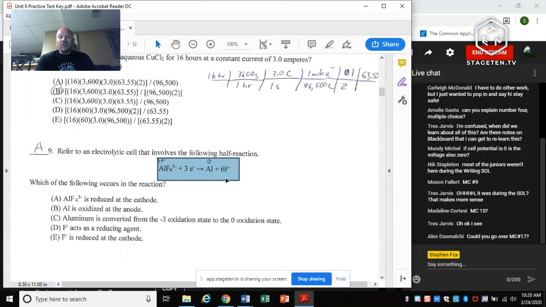Okay, remember, whatever got oxidized, we don't see because we only are seeing the reduction half reaction. F minus is reduced at the cathode? No, F minus didn't change. It was F minus over here and it's F minus over here.